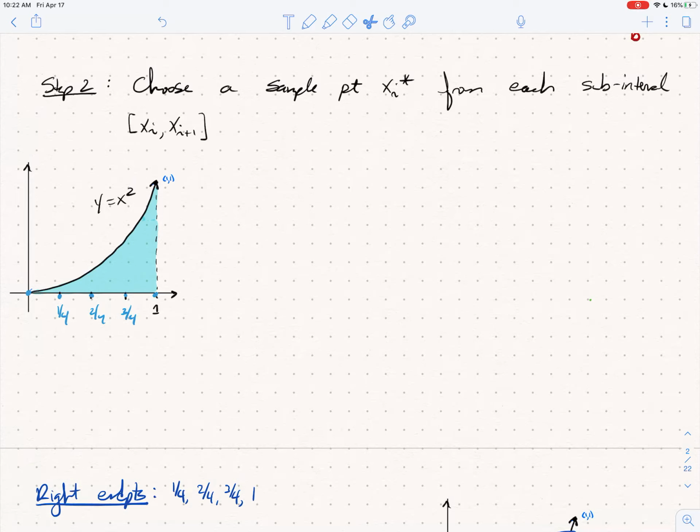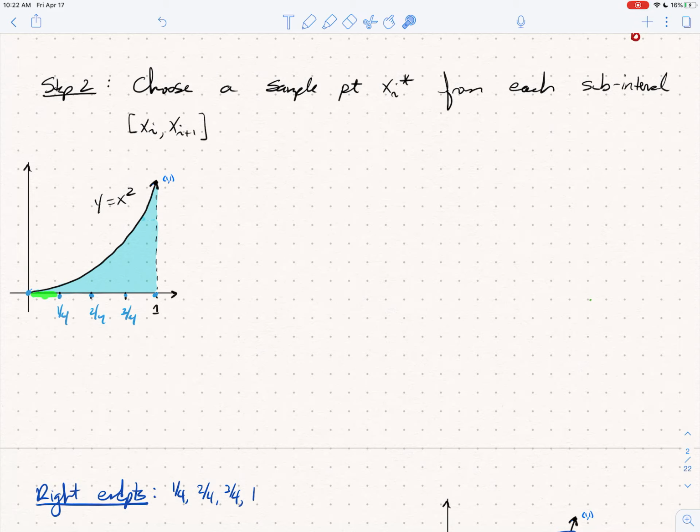So for step one in our area approximation, we broke up the x-axis into 4 equal pieces. There's nothing magical about 4. We just decided that it was a nice number of rectangles. And so now you need to choose a sample point from each of the subintervals.